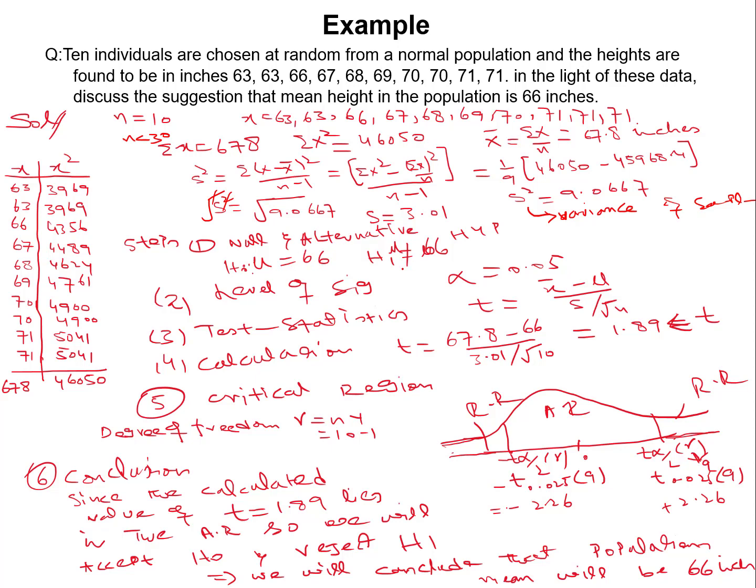Okay. Alternative: no, the population mean is not 66 inches. Maybe it will be greater than 67 inches, or maybe it will be less than 66. So in this case, we will use a two-tailed test, because when you are not sure, then you will say that it will be two-tailed. Maybe it will be greater than or it will be less than.